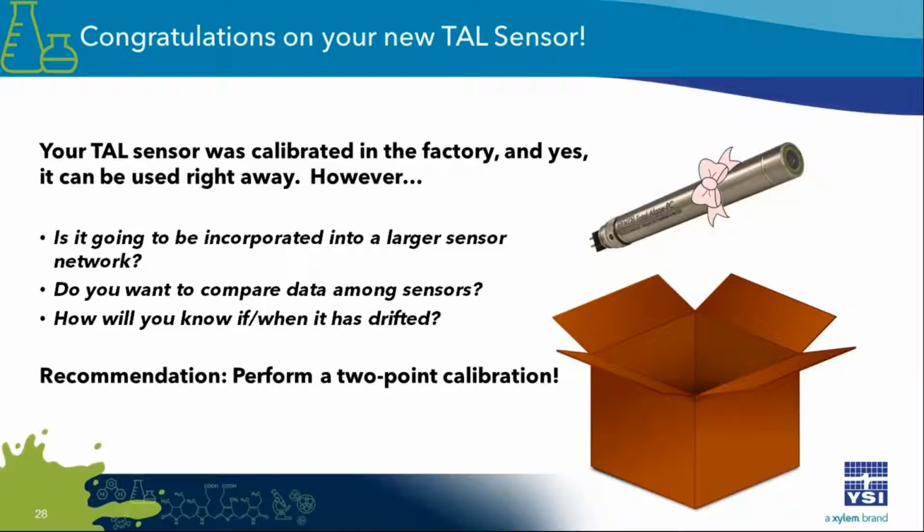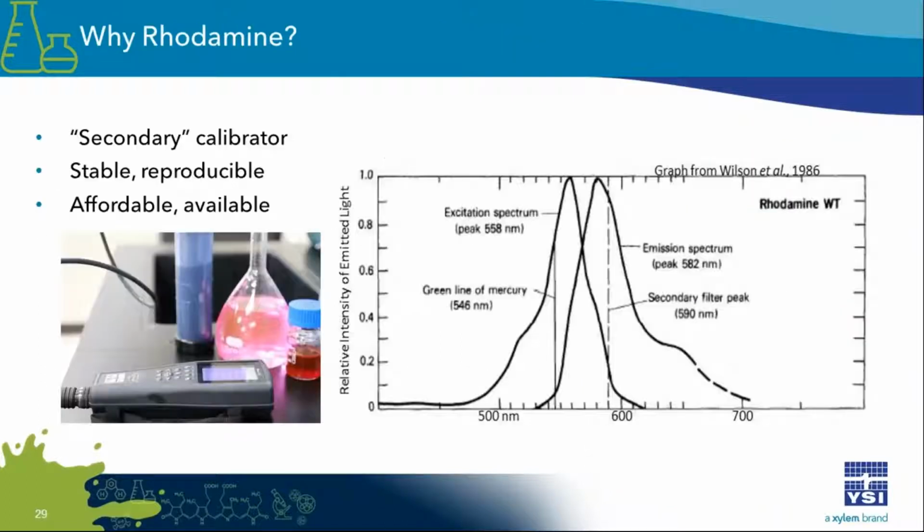And if you want to compare data among sensors in a network, the ideal thing is that those sensors would have been calibrated at the same time using the same calibration solutions. And of course, as I mentioned earlier, how are you going to know when this thing drifts? So I think the best approach as a scientist is to perform a 2-point calibration on your total algae sensor when you receive it. Now, when you do a calibration with these sensors, we use something called Rhodamine WT.